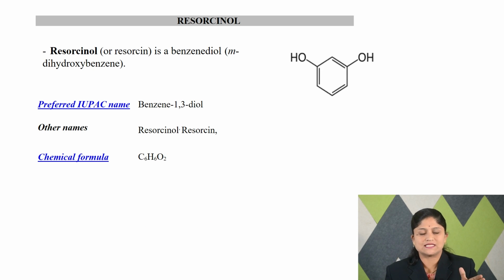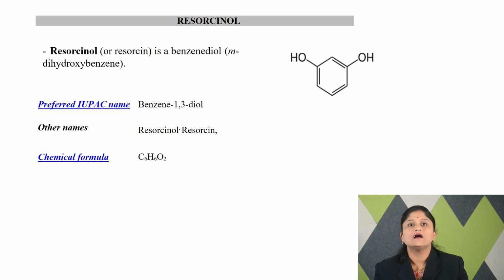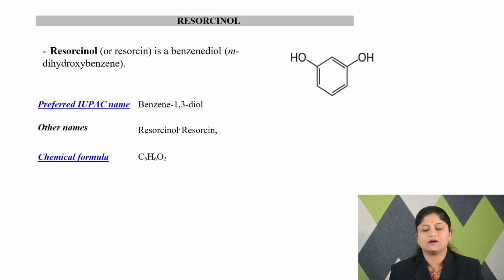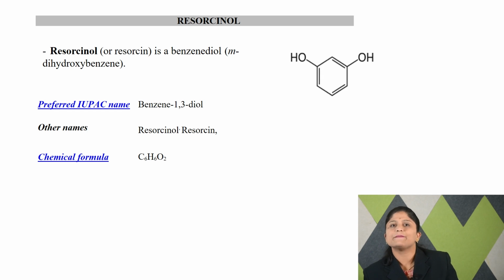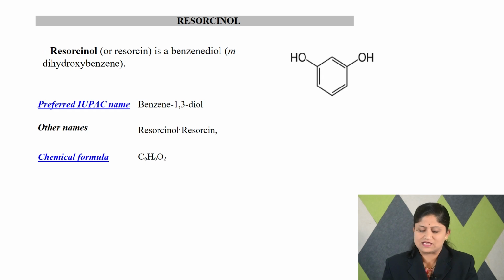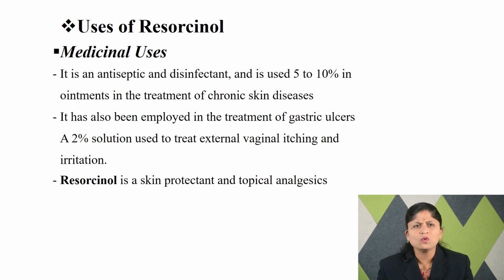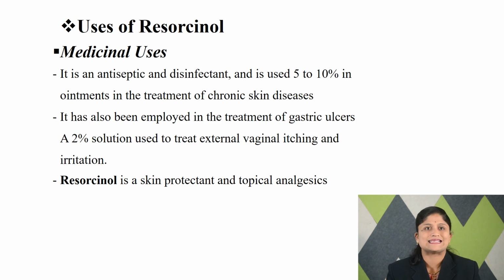What is resorcinol? This is actually a dihydroxy benzene derivative, and the hydroxyl groups on the benzene are at the first and third positions. So the IUPAC name of this resorcinol compound is benzene-1,3-diol, for which the common name is resorcinol or resorcine, having the chemical formula C6H6O2. Now, this resorcinol compound is used as an antiseptic and disinfectant.